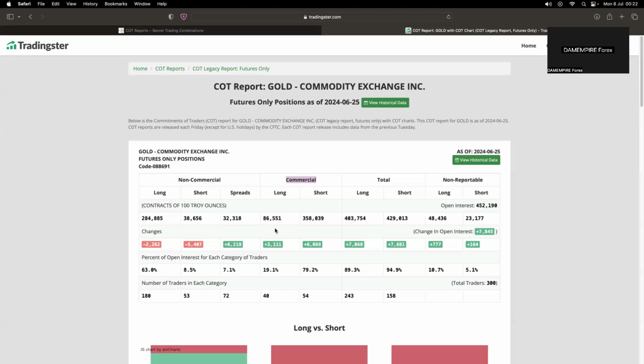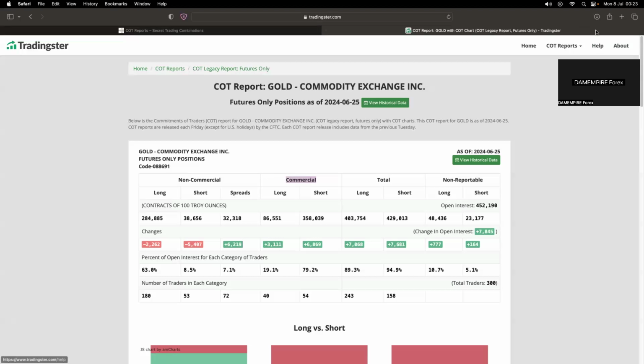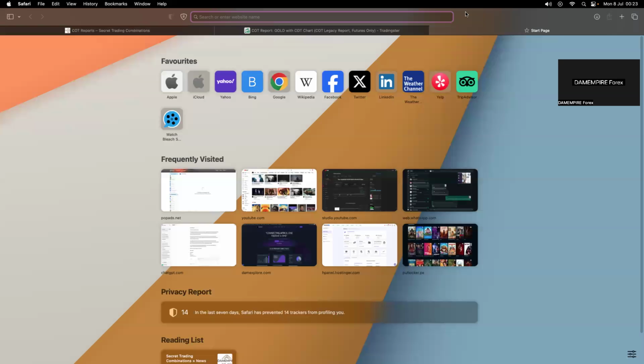So in the sense of gold now, we cannot trade it because we can see that they had a 3,111 position going long. And then they had another 6,869 positions going short. What we want to see is them going in one specific direction, maybe just long on its own, right? Or they're going short on its own, right? So we don't want something where they're going in two opposite directions. It's kind of more confusing.